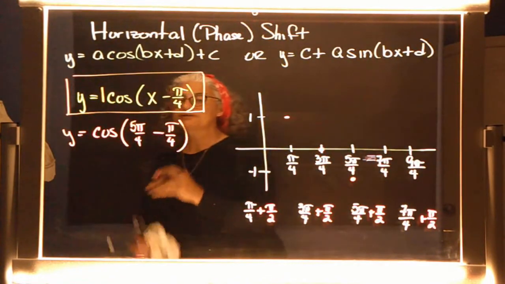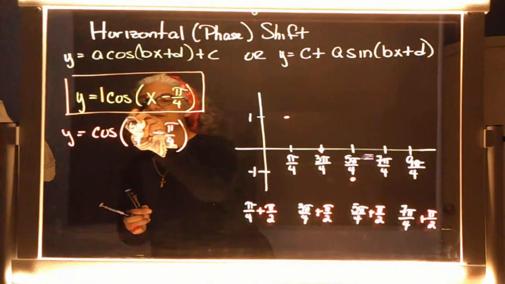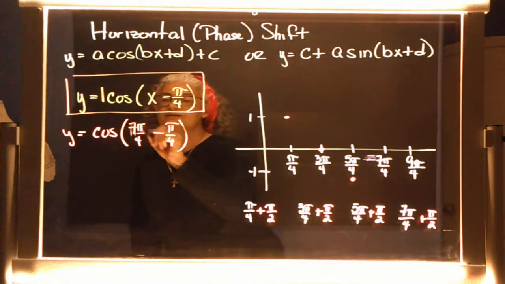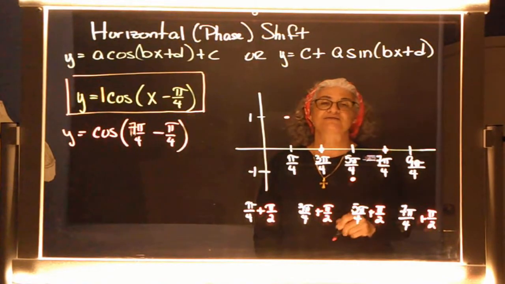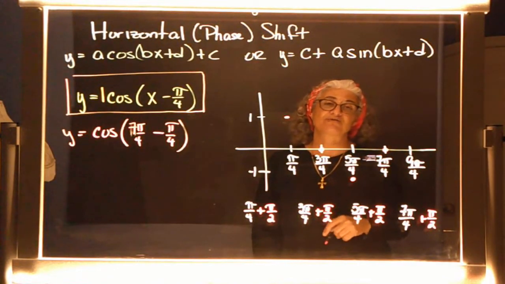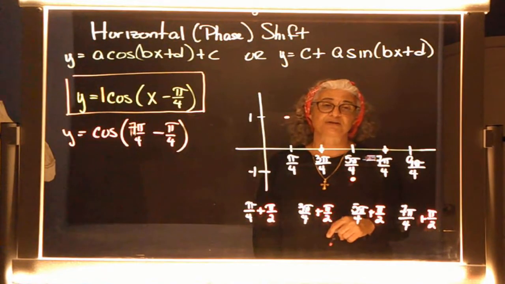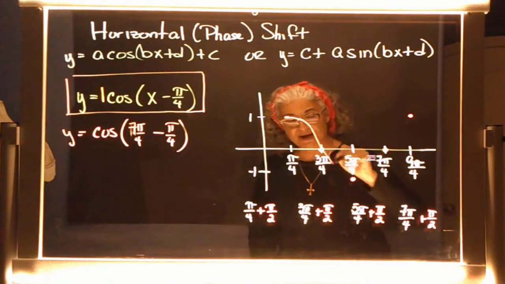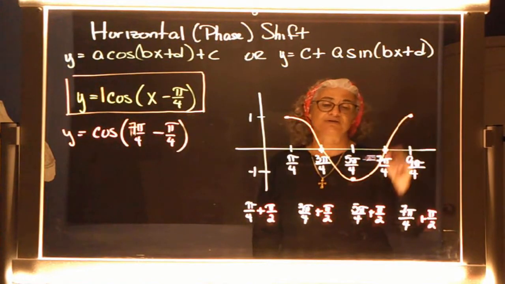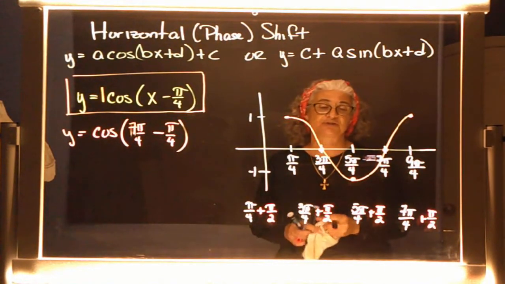7 pi over 4? Yeah, there's 6 pi over 4, which is 3 pi over 2. That's 0 when you take the cosine of it. Can you guess where the 9 pi over 4 y value is going to be? Yeah, it's going to be back up here at 1. You pretty much know the pattern. As long as the first 2 or 3 are in place, the last one should fall into place too.